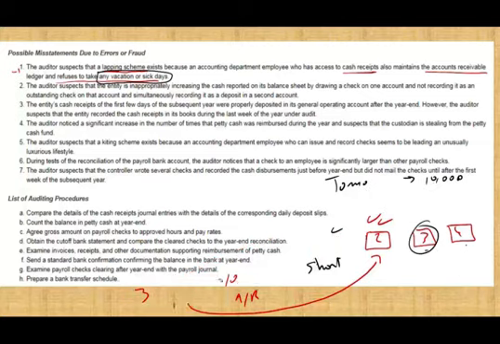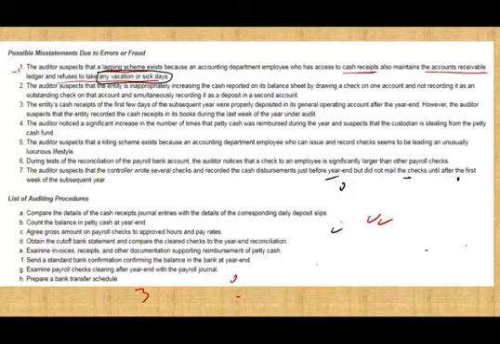And that's why a person that's committing the lapping scheme cannot take a vacation or sick days, because once they do, they will be immediately uncovered. So what do you have to do as an auditor to check this if you're suspecting this? Simply put, what you have to do is this. Compare the detail of cash receipt journal entries with the detail of the corresponding daily deposit slips.